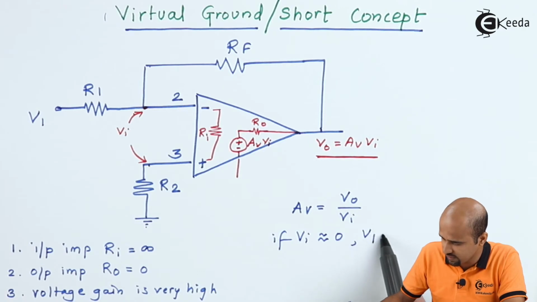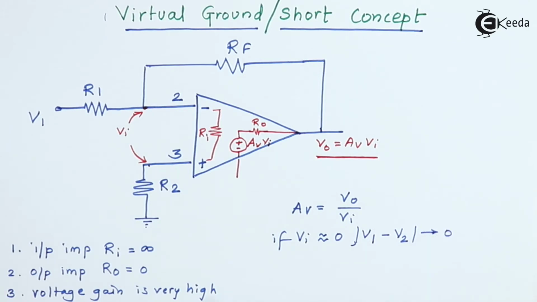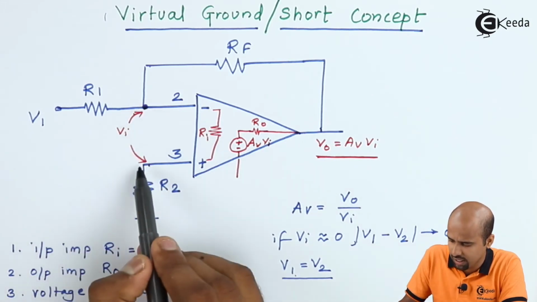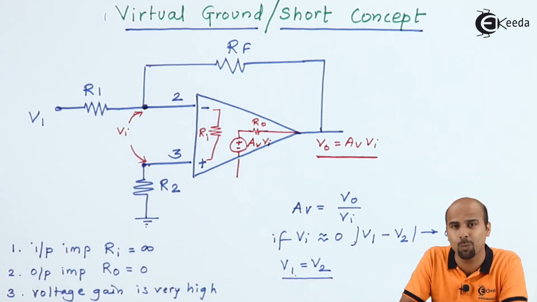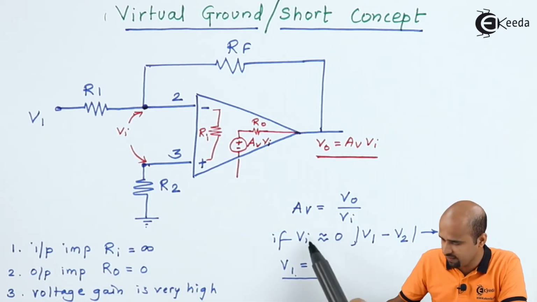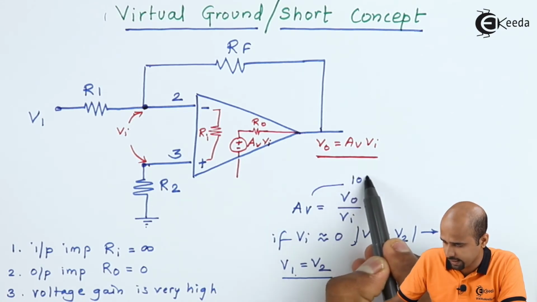VI, that means V1 minus V2, is tending towards 0, can I say that the value of V1 is equal to the value of V2, right? And this is nothing but the situation where I am saying that this potential and this potential have the same value mathematically, conceptually, as well as practically. If we take an example, suppose AV is equal to 10 lakh.